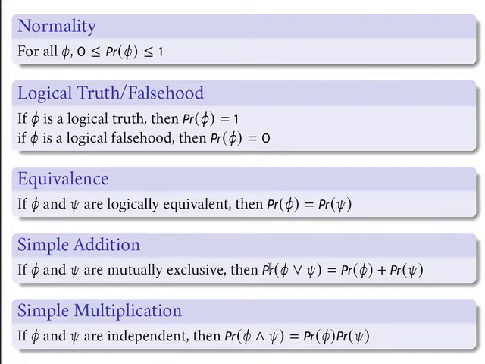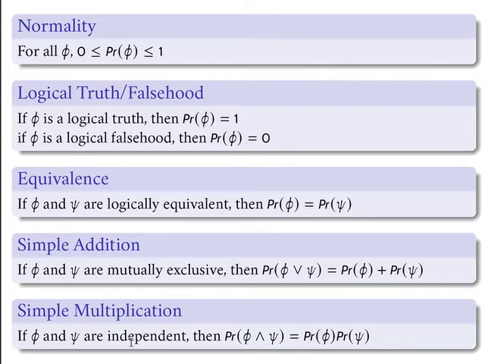So when you have a disjunction where you know that the disjuncts are mutually exclusive, then you can simply add up their probabilities to get the probability of the disjunction. Now, the simple multiplication rule tells us a simple way of calculating the probability of a conjunction. What it says is that in certain cases, you can calculate the probability of a conjunction by simply multiplying the probabilities of the conjuncts.